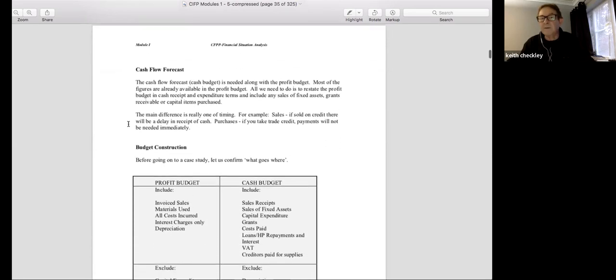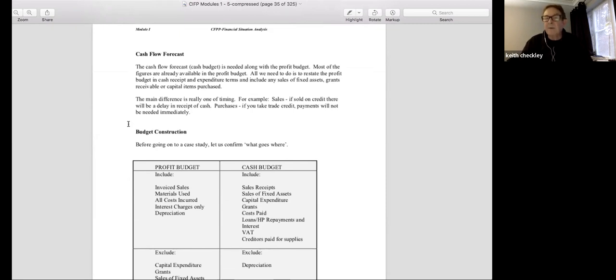Now the cash flow is different. We need this alongside the profit budget because a lot of figures are already available in the profit budget, but we need to restate this in terms of the timing. Cash flow is all about timing. It's the timing of the receipts and the timing of the expenditure payments. So the main difference really is one of timing. For example, if sales are sold on credit, such as they were with clothing imports, there will be a delay in receipt of cash. Purchases, if you take trade credit, payment will not be needed immediately.